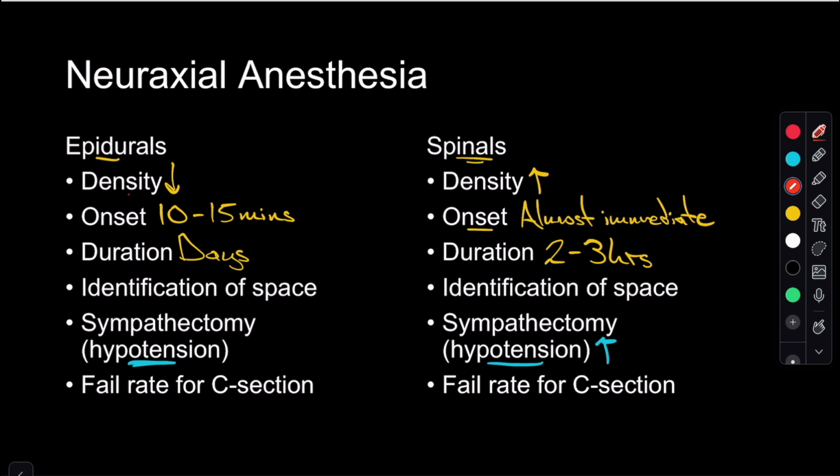And then I thought one good point to add would be comparing the fail rate of C-section. So like we talked about with the density of epidurals, they can be updosed to facilitate a C-section. And when you do that, according to a study published by the ASA, you have about a 26% failure rate of being able to perform a C-section with just an updosed epidural. I thought that seems a little high, so that could be a good point to ask our attendings about. Whereas with spinals, there's about a 6% failure rate of being able to perform a C-section. So a lot less, it's a lot more reliable for performing C-sections.